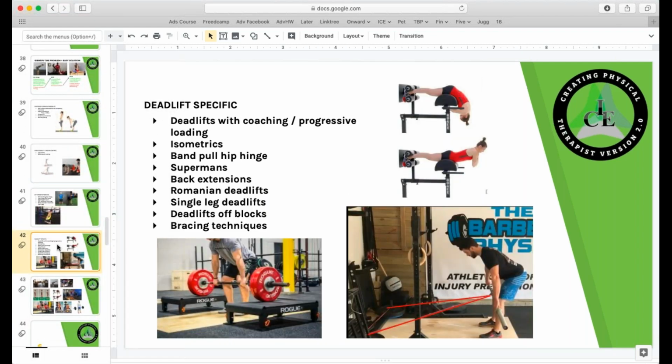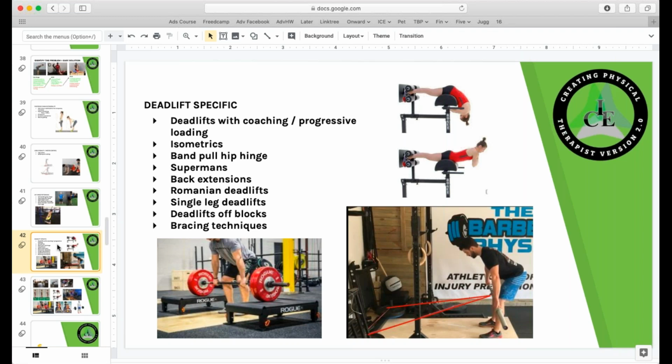If we're dealing with somebody that has a good hip hinge pattern, but their deadlift sucks or they have deadlift pain, what am I doing? I'm coaching their deadlift. I'm using progressive loading principles with their deadlift. We're working on things like isometrics with their deadlift to strengthen them in weak positions, or just load them without movement by doing that isometric. We're working on things like GHD back and hip extensions, like you see here in the top right picture. Single leg deadlifts, Romanian deadlifts, deadlifts off of blocks where we raise the bar off the ground a couple inches.